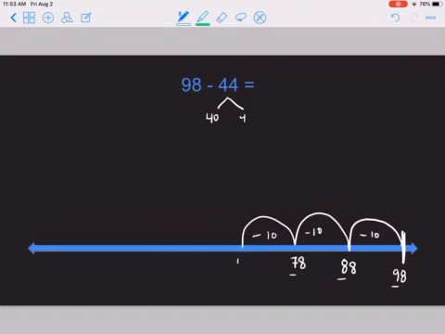So I have 7 tens. I'm going to take 1 away. It's going to be 6 tens. So now we've subtracted 10, 20, 30. I need to subtract 1 more ten. 68 minus 10 is going to be 58. And so now we've taken care of our 40. Now we just need to subtract the 4 ones. So 1, 2, 3, 4.